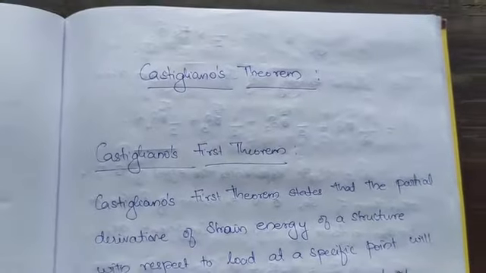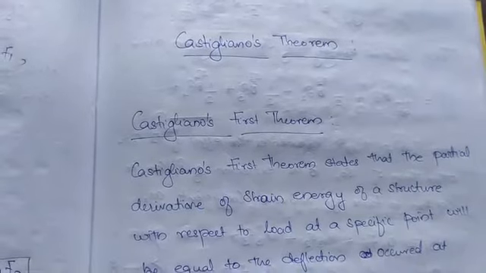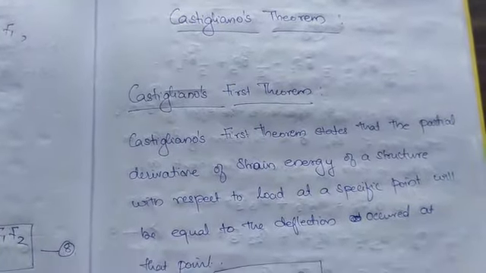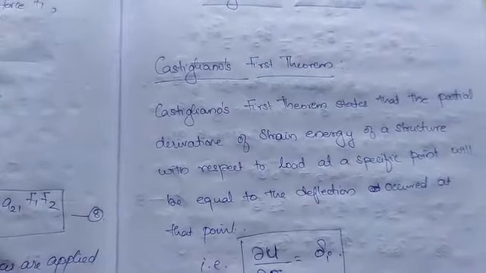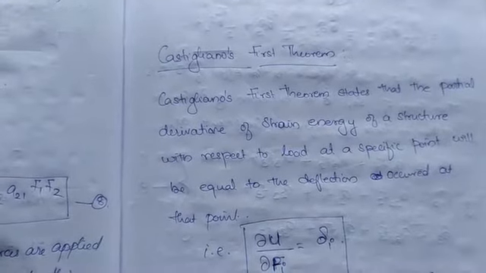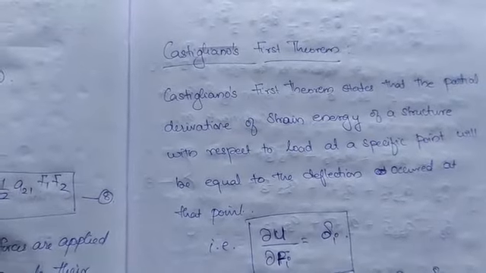So what do we mean by Castigliano's theorem? There are actually two theorems related to Castigliano, and I'll explain the first theorem. The first theorem states that the partial derivative of strain energy of a structure with respect to load at a specific point will be equal to the deflection occurred at that point.